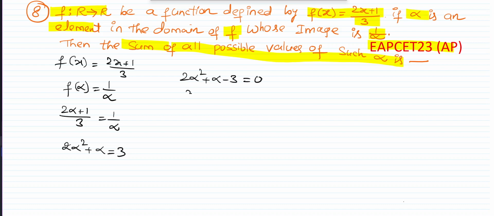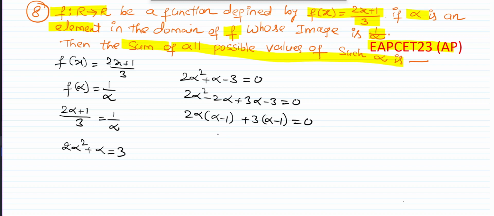So here, 3 2s are 6. This is 2 alpha square minus 2 alpha plus 3 alpha minus 3 is equal to 0. Here, take 2 alpha common: alpha minus 1, plus 3 common: alpha minus 1 is equal to 0. From this, again take alpha minus 1 common: alpha minus 1 times (2 alpha plus 3) is equal to 0. So from this, alpha is equal to 1 and alpha is equal to minus 3 by 2.